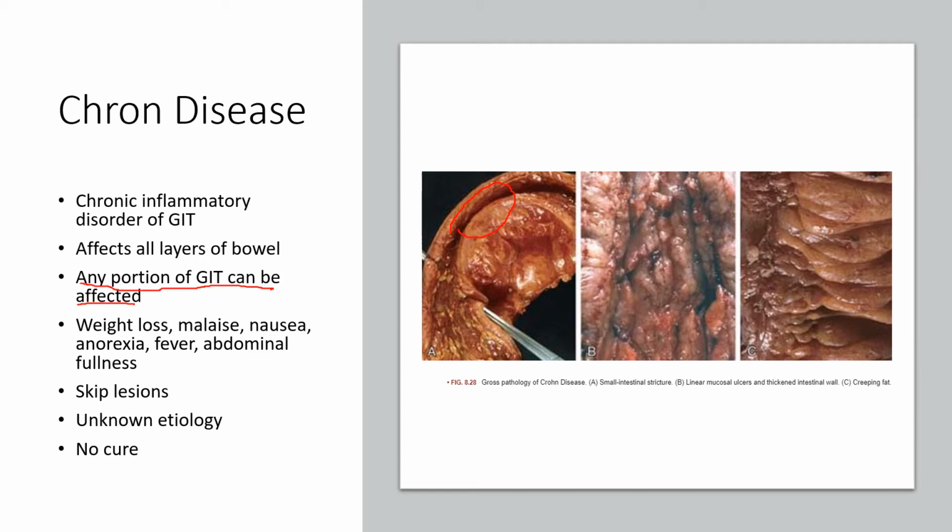That's going to help you differentiate Crohn's disease from ulcerative colitis, which we're going to talk about on the next slide. So any portion of the GIT from the mouth all the way through to the anus can be affected by Crohn's disease. Patients with Crohn's disease have chronic diarrhea or crampy intermittent abdominal pain, often presenting in the right lower quadrant of the abdomen. They may also experience weight loss, general tiredness and fatigue, nausea, anorexia, fever, and abdominal fullness.